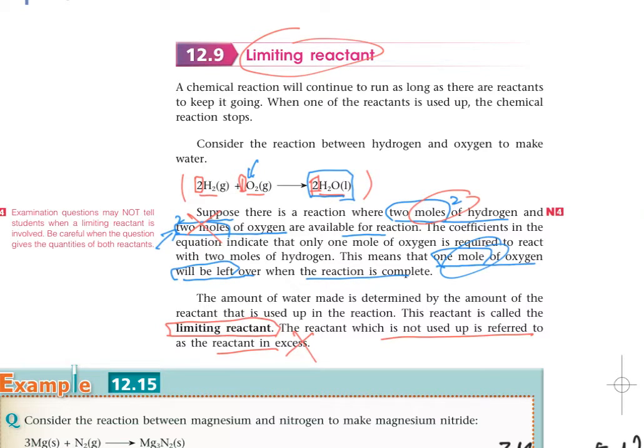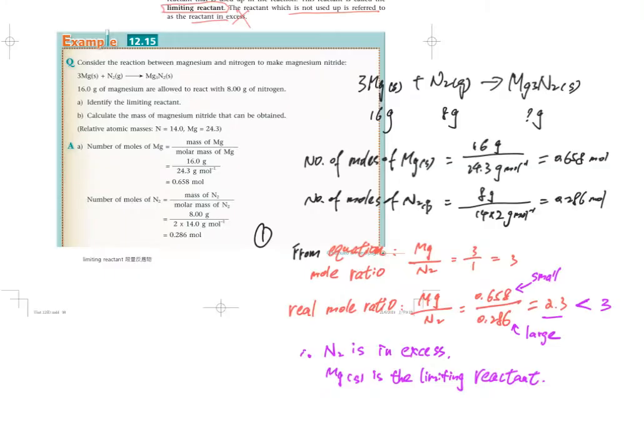Let's see the following example. In this example, as you can see, it's a reaction of magnesium and nitrogen to produce magnesium nitride, okay? And then we have 16 grams of magnesium and 8 grams of nitrogen. So can you see that there are 2 known reactants? One is nitrogen, another is magnesium, right? So we need to firstly determine which one is the limiting reagent. You can see part A, identify or determine which one is the limiting reagent first, okay?